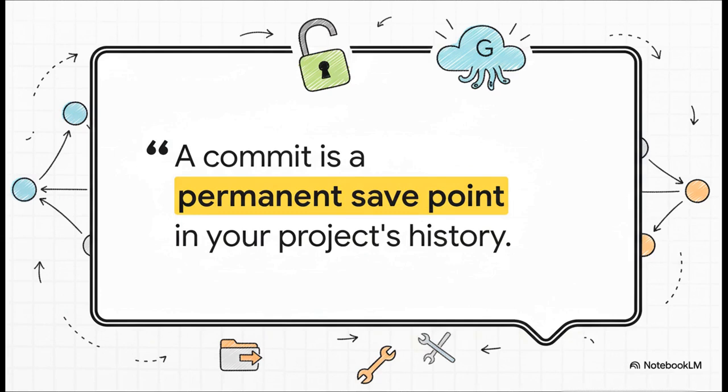And let's just let that sink in for a second. A commit is a permanent save point. If you've ever played a video game, you know how amazing a good save point is. That's exactly what a commit is for your project. It's a safe place you can always come back to if things go sideways.